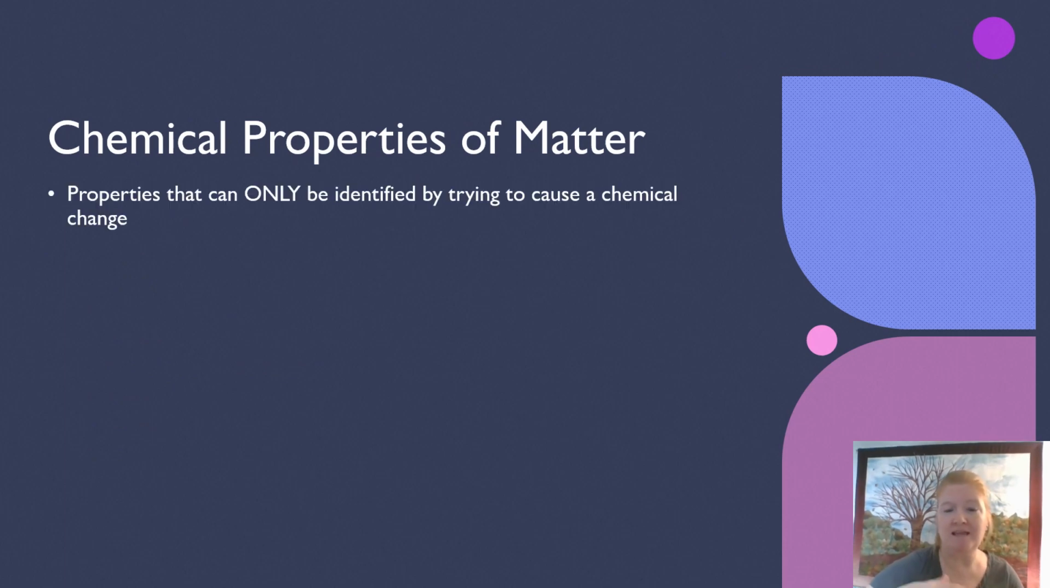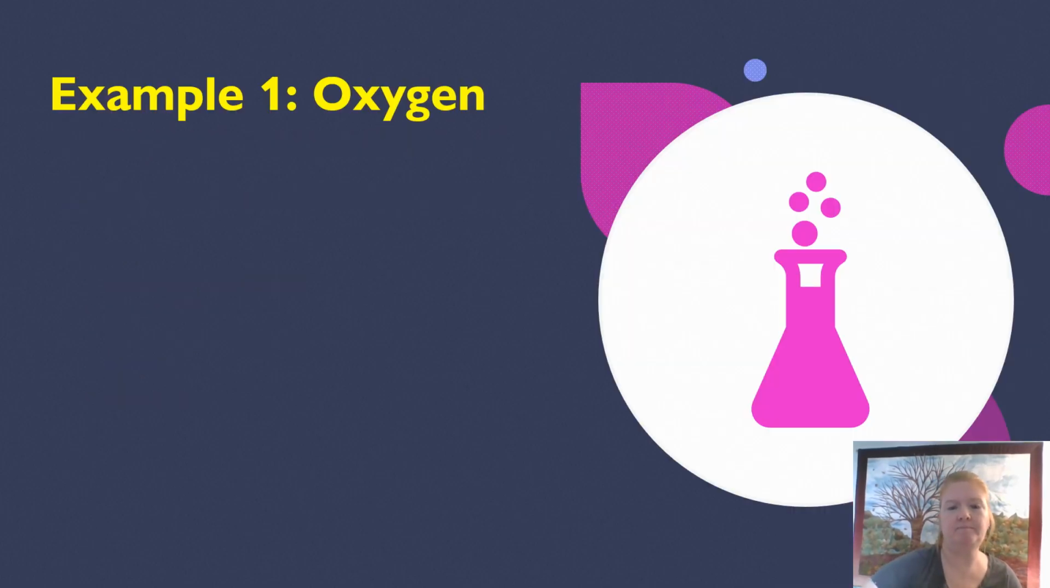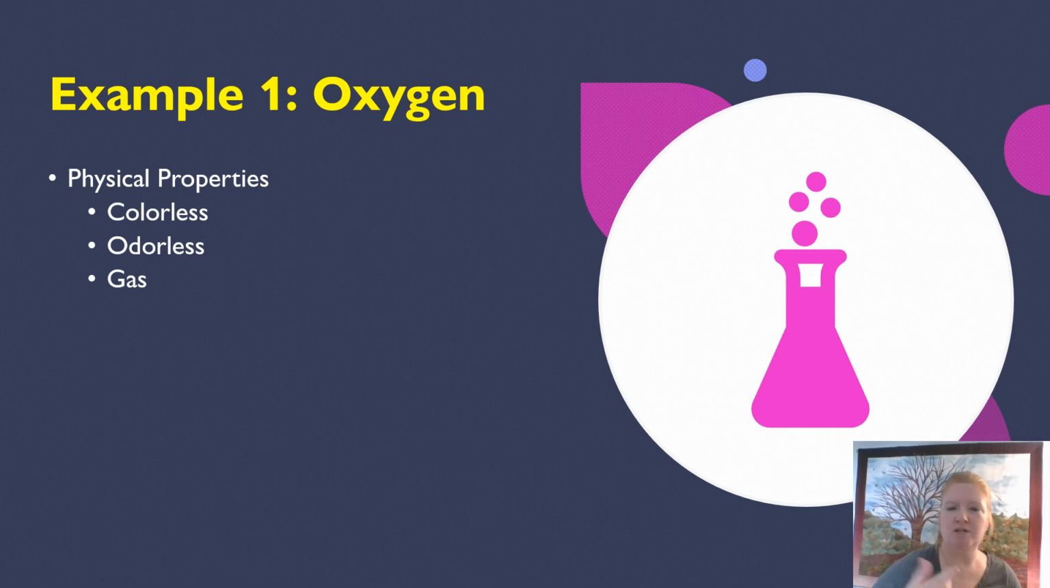Chemical properties, on the other hand, are properties that only can be identified by either going through or trying to cause a chemical change. So for example, does something react with oxygen? Does it react with water? So the reactivity with water or the reactivity with oxygen. Is it flammable? What's its half-life? What about corrosion?